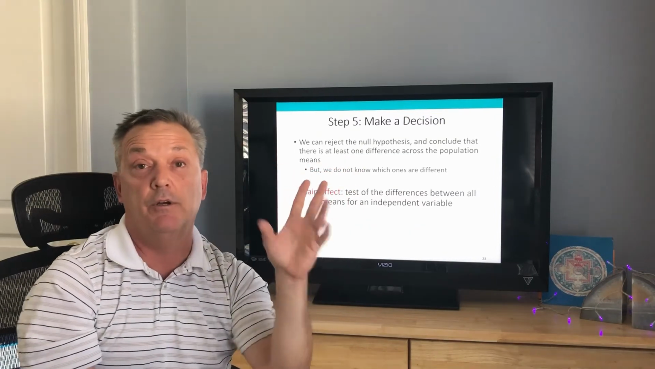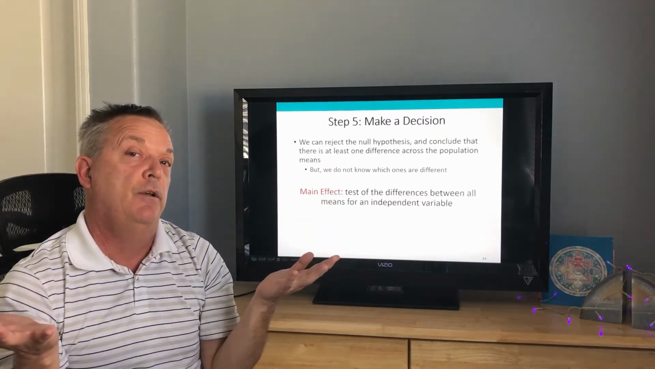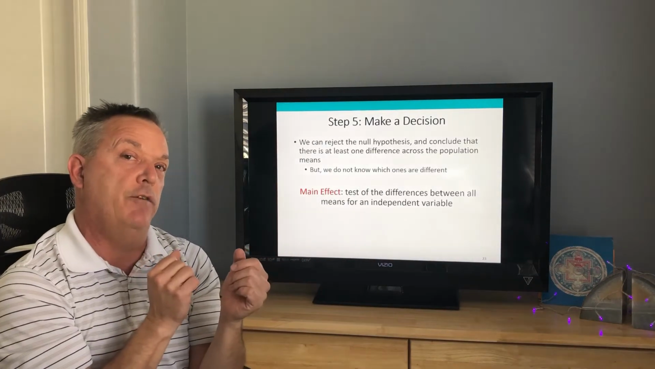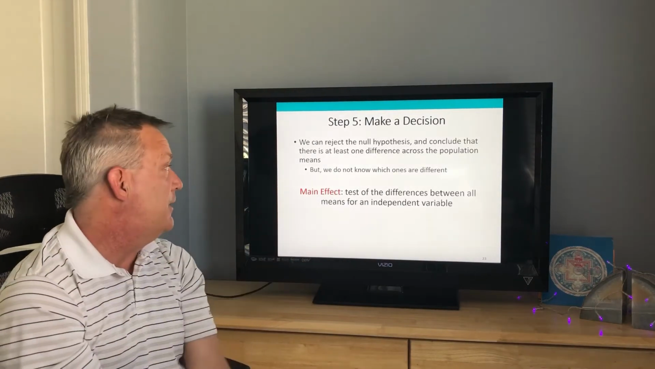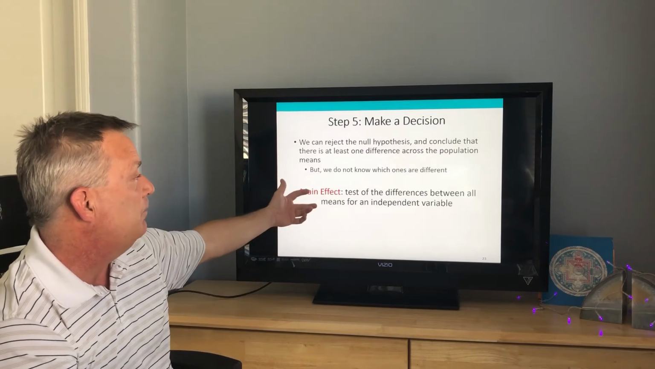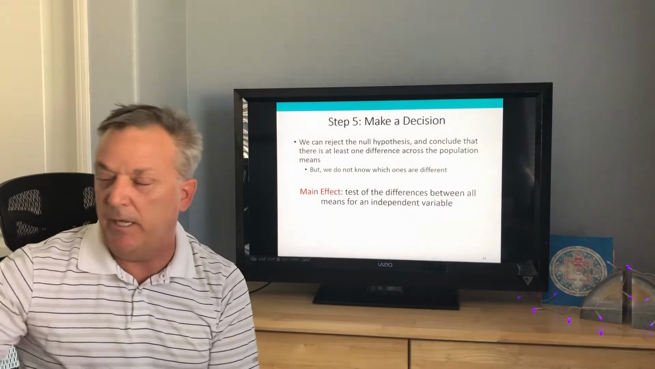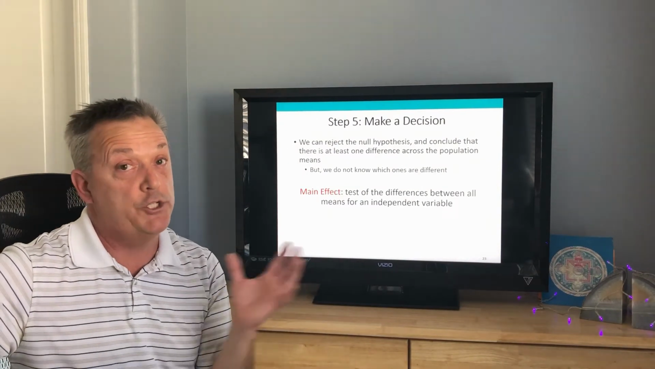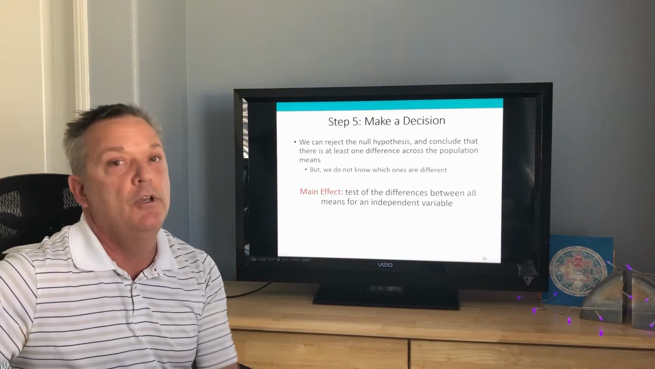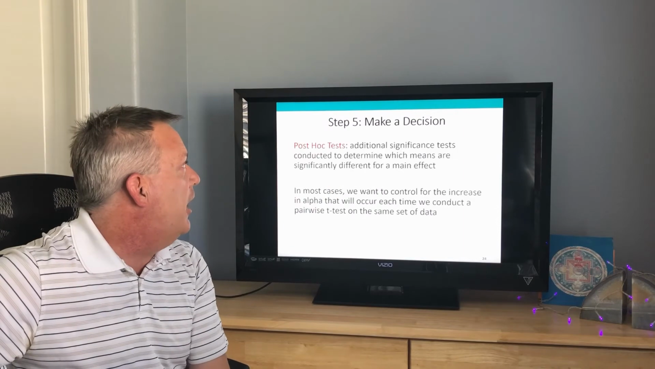But remember, we don't know which ones are different. Our F test, our Anova, just tells us that there is a difference. There is a main effect. The main effect is the test of differences between all the means for an independent variable. But we don't know which one is the main effect. We suspect which one it is, though, right?